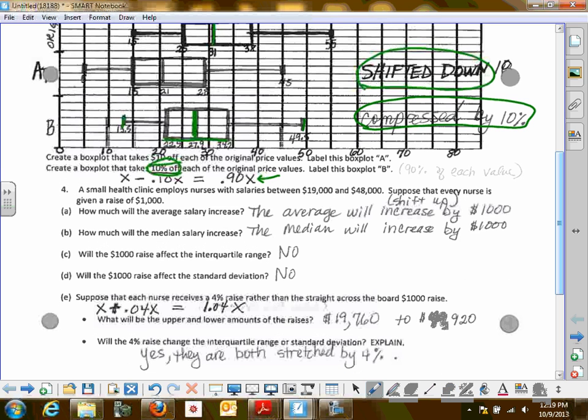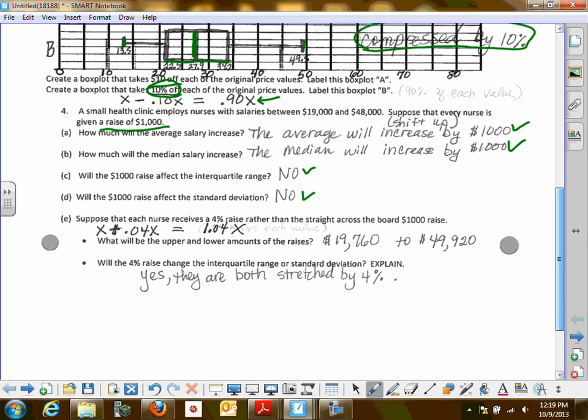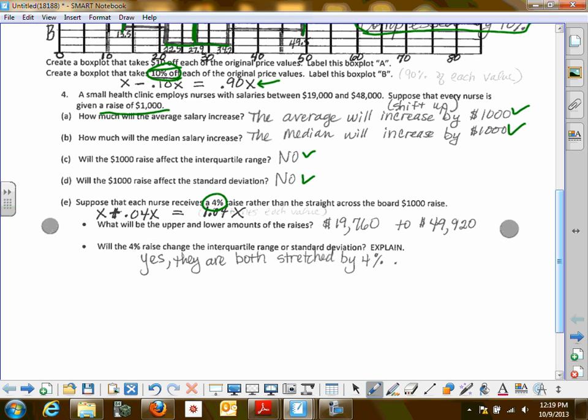All right, and number 4, if the health clinic gives a straight up $1,000 raise, the average increases, the median increases, the IQR and the standard deviation do not change. However, if you give a percentage raise, that's a 1.04 multiplier, then the new upper and lower values are multiplied by 1.04, and the IQR and the standard deviation do change. Why? Because they are both stretched or multiplied or dilated, however you want to say that, by 4%.